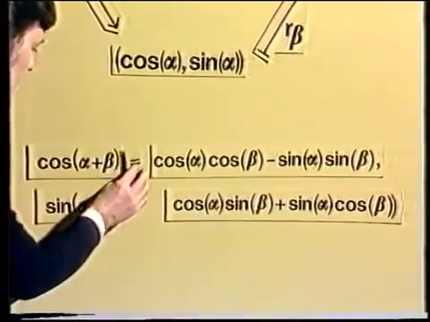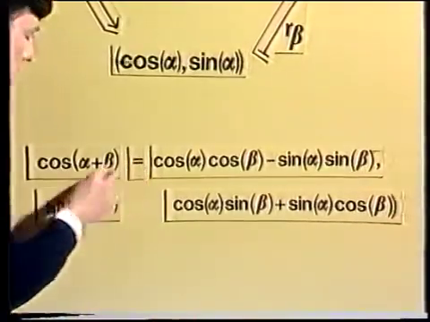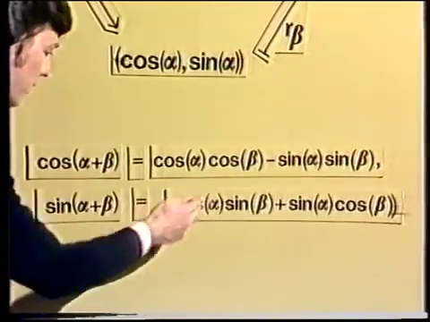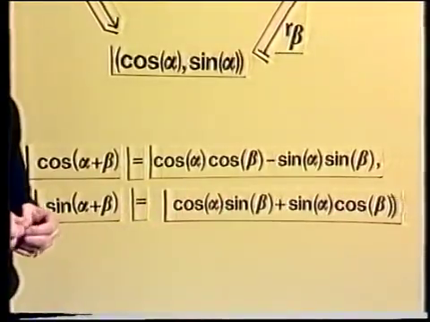Cos of alpha plus beta is cos alpha cos beta minus sin alpha sin beta. Sin of alpha plus beta is cos alpha sin beta plus sin alpha cos beta.